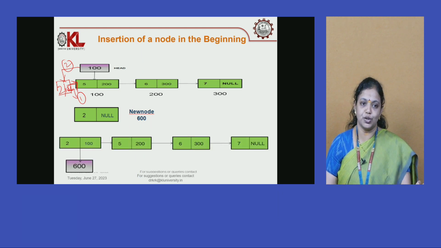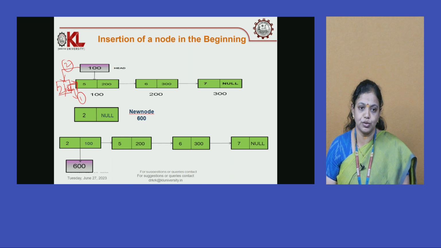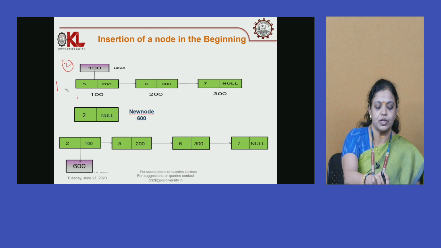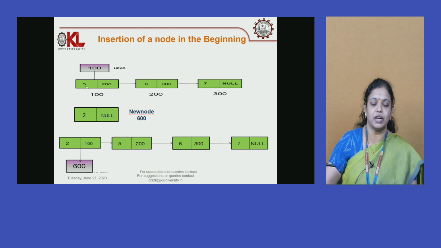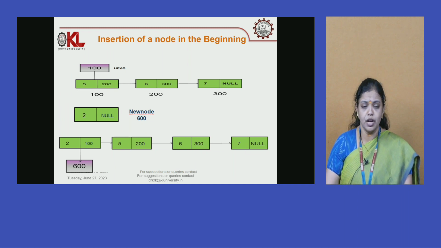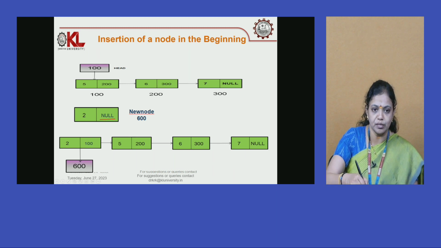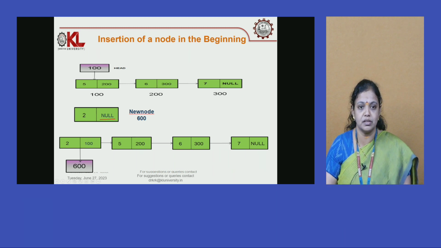So after insertion of the node, can you see here, in the earlier picture what was there? 5 was there. Am I right or not? So in the earlier picture 5 is the first node, and now if you see here, 2 has become the first node. Next of 2 was null. So this was null. This null is removed and it is replaced with the address of 5, which is 100, and now 2 becomes the first node.